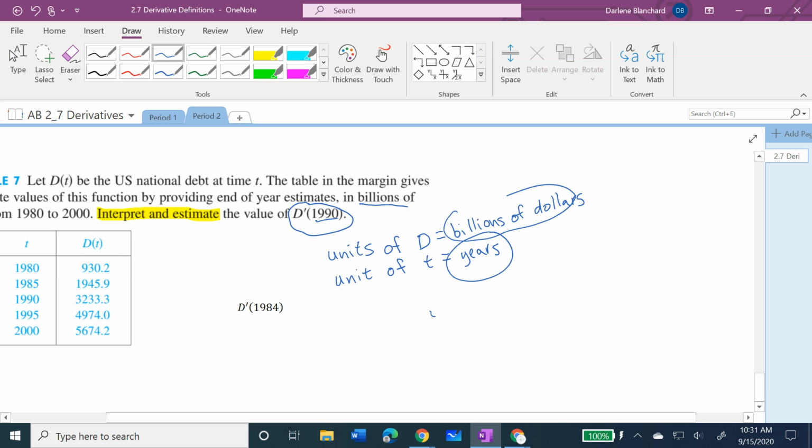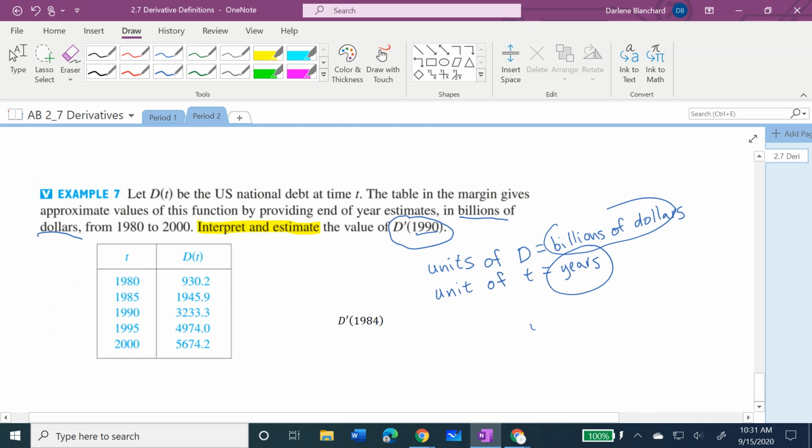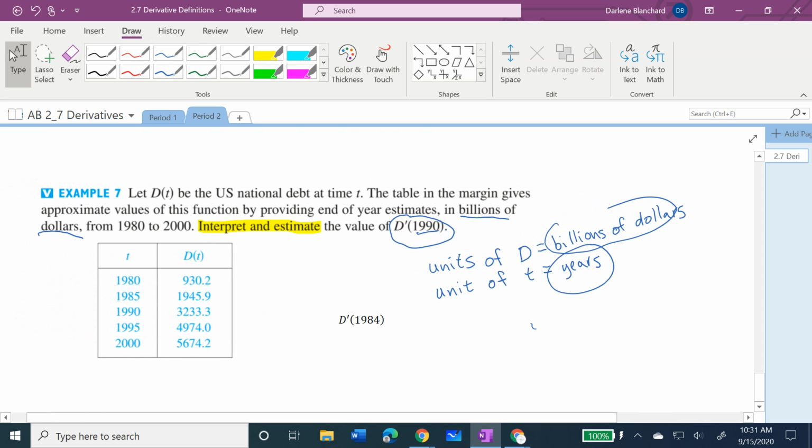So, you know what? I am running out of time, so I'm just going to have to leave it with verbal words. It is the rate at which the U.S. national debt was changing in billions of dollars per year in the year 1990.